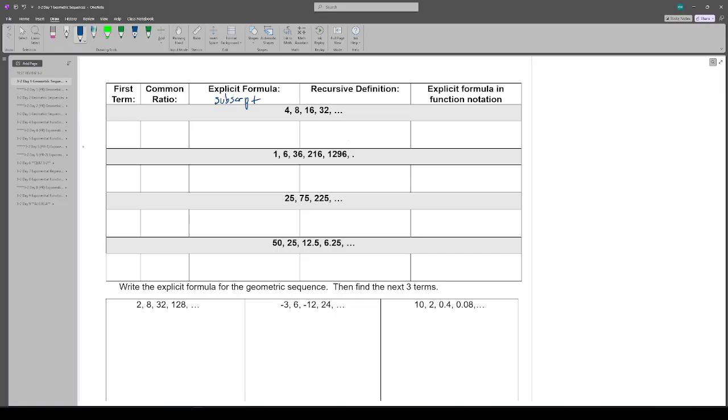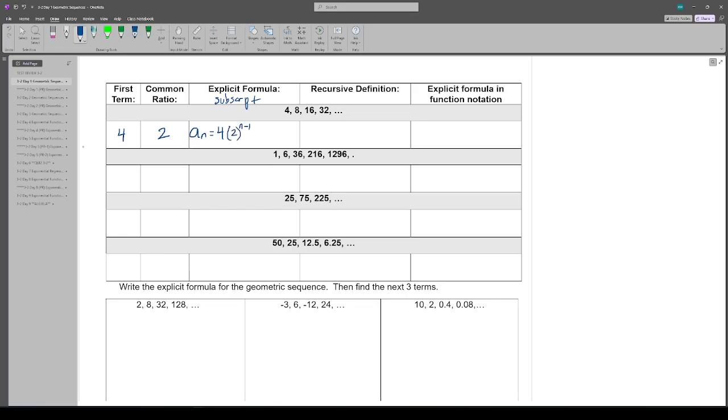So our first term in this sequence we can see is 4. Our common ratio, we're multiplying by 2. Our explicit formula would be a sub n equals our first term, so where we start, then how we change is times 2, and then the number of steps is n minus 1.